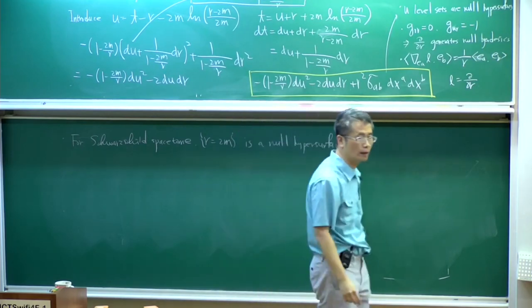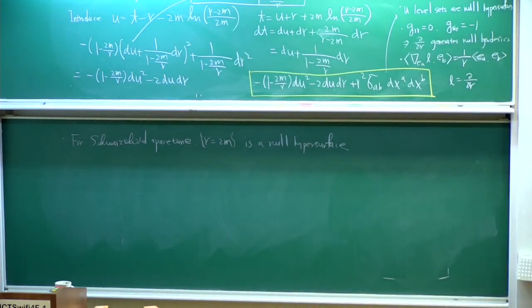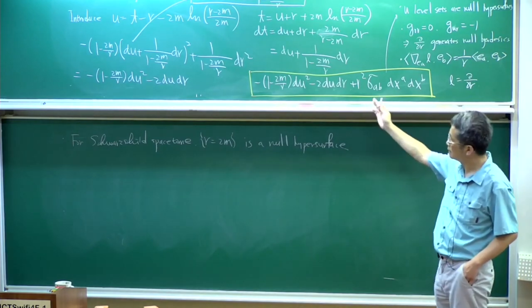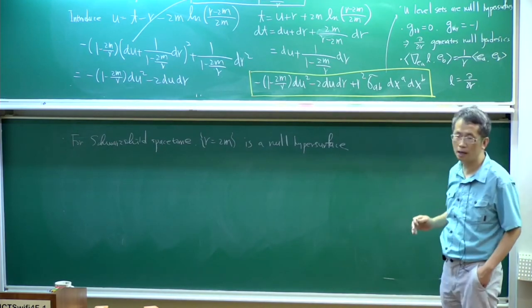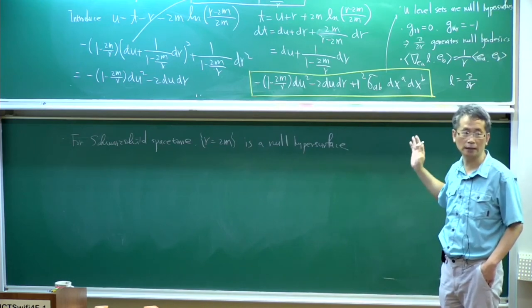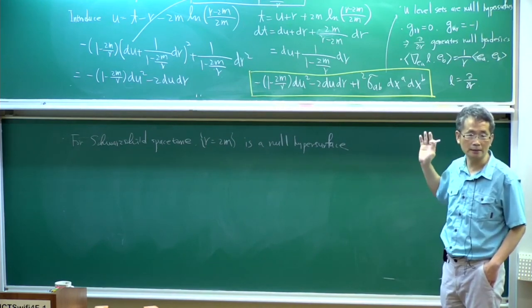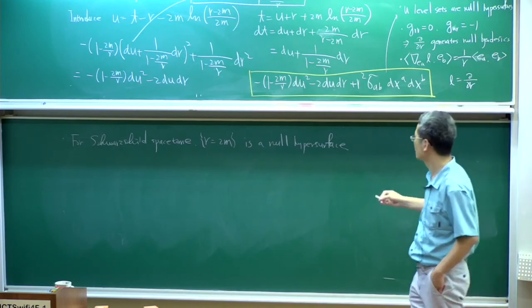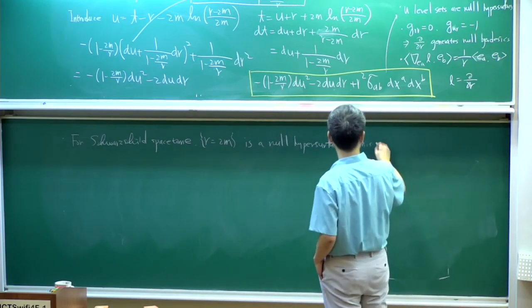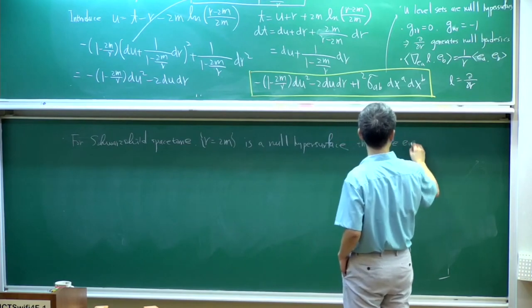This is very different from the Minkowski case. In the Minkowski case, no matter what your r is, it's always a time-like hypersurface. For r equal to constant, this term vanishes, and you have minus du squared and r squared, so the signature is always minus, plus, plus. But for Schwarzschild, for all other r not equal to 2m, you still have a time-like hypersurface, but for r equal to 2m, you get a null hypersurface. This is actually the event horizon.